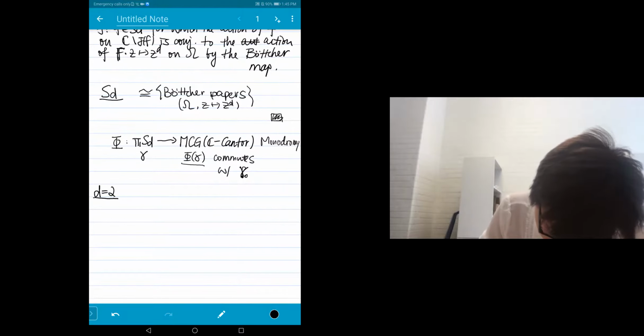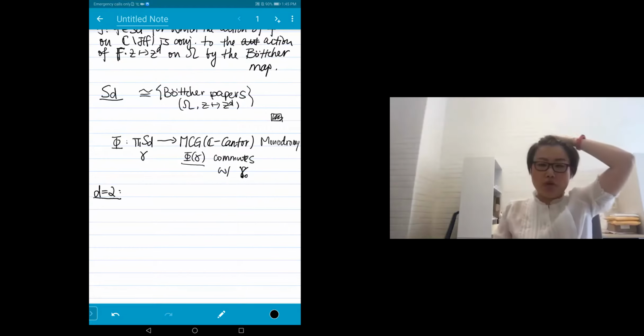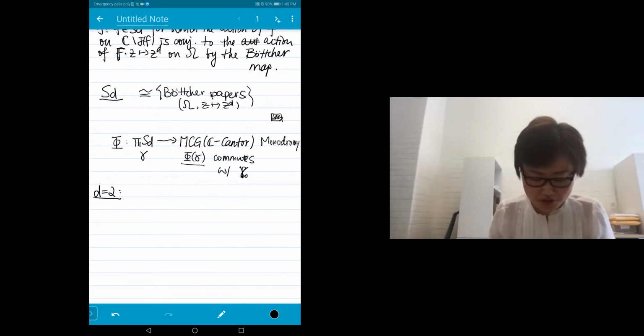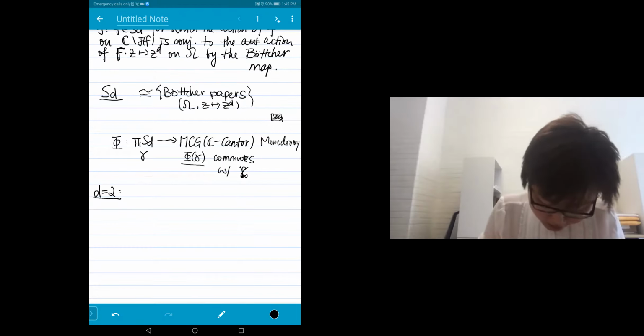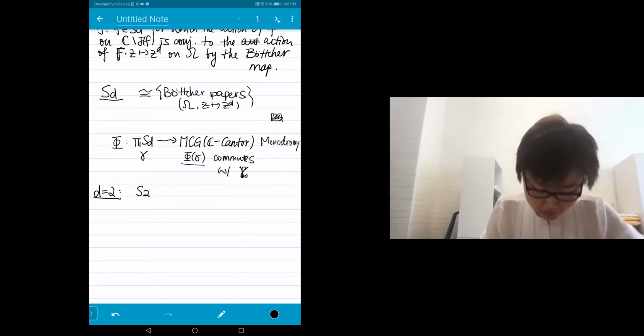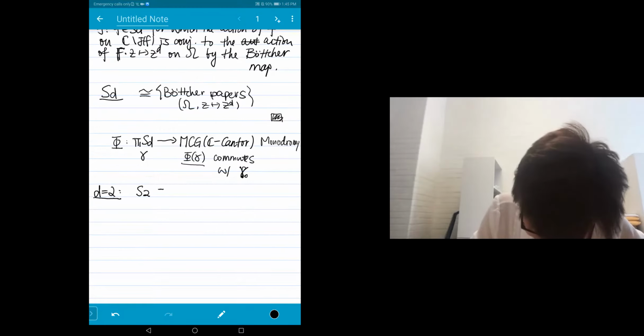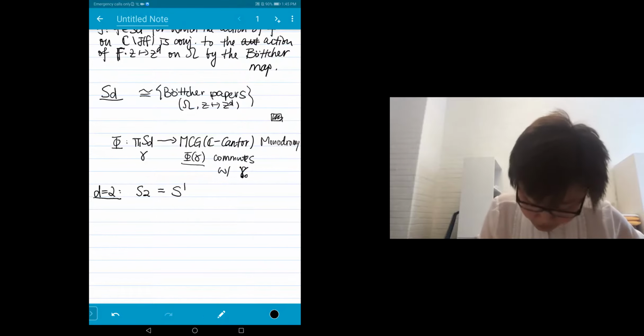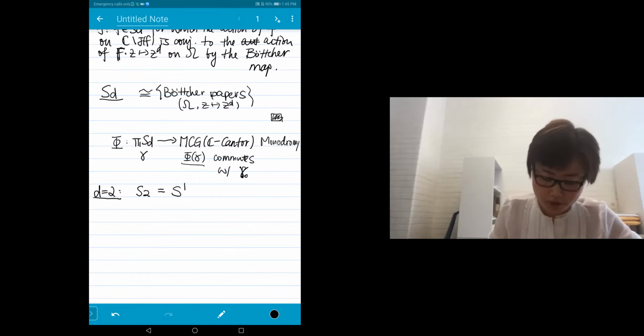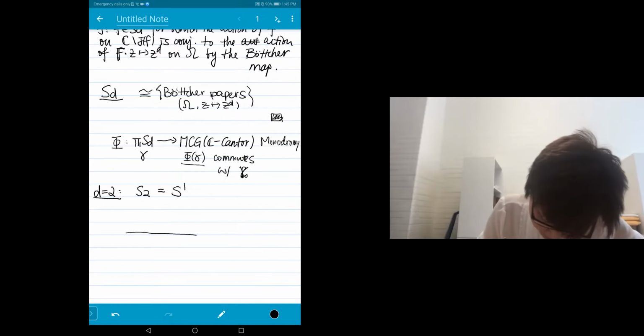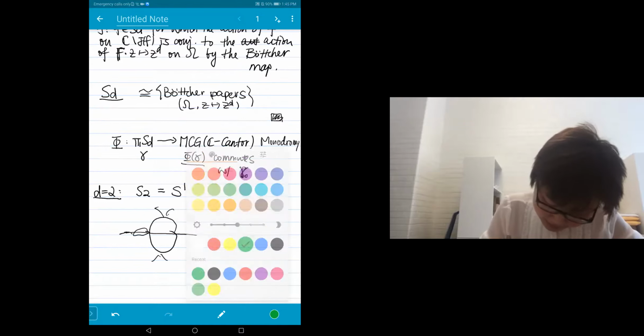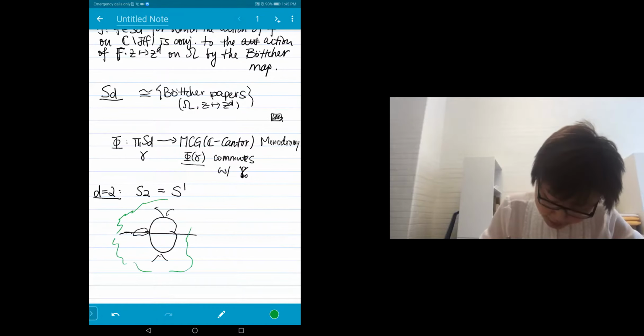The easiest case is when d equals 2. This is the picture we just saw. This is because the space S2 is particularly simple. There are many ways to say this. Topologically, S2 has the homotopy type of S1, so it is just a circle. How do you see this? Remember, this is the Mandelbrot set, the black stuff, and the green is the shift locus, like in our picture.